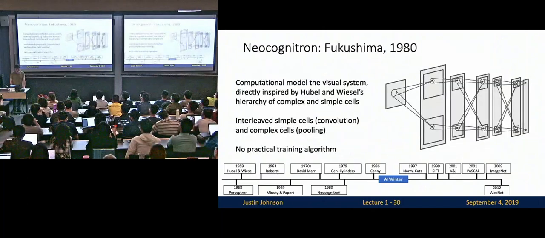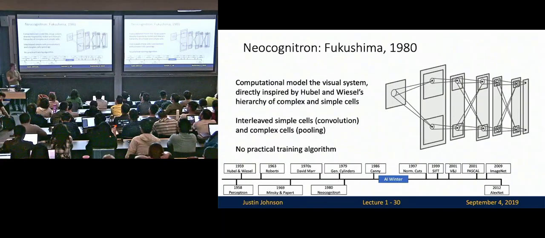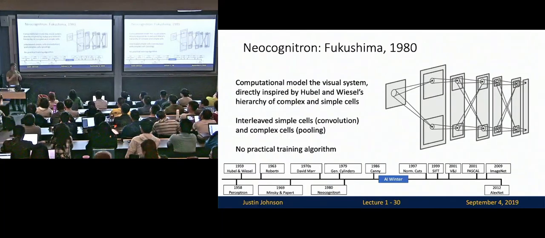But then, going forward quite some amount of time, we skip ahead to 1980, and there was this very influential system proposed called the neocognitron that was developed by Fukushima, who's a Japanese computer scientist. He was directly inspired by Hubel and Wiesel's idea of hierarchical processing of neurons. Remember, Hubel and Wiesel talk about these simple cells, these complex cells, these hierarchies of neurons that could gradually learn to see more and more complex visual stimuli in the image. So Fukushima proposed this computational realization of Hubel and Wiesel's formulation that he called the neocognitron.